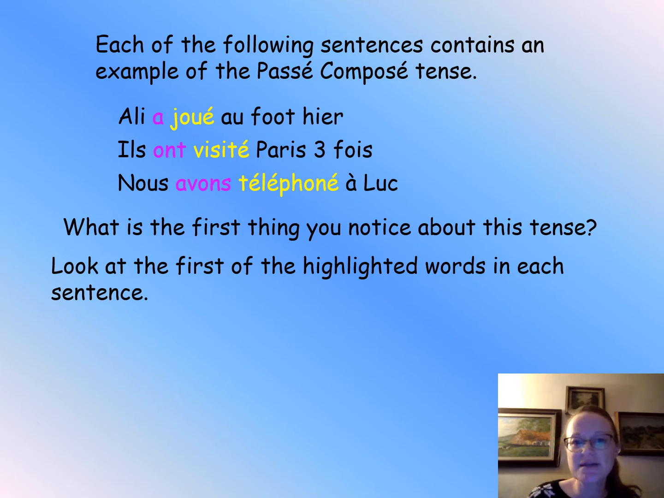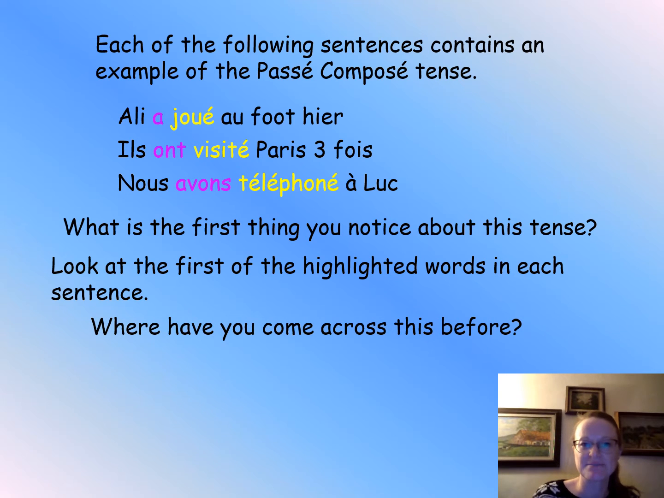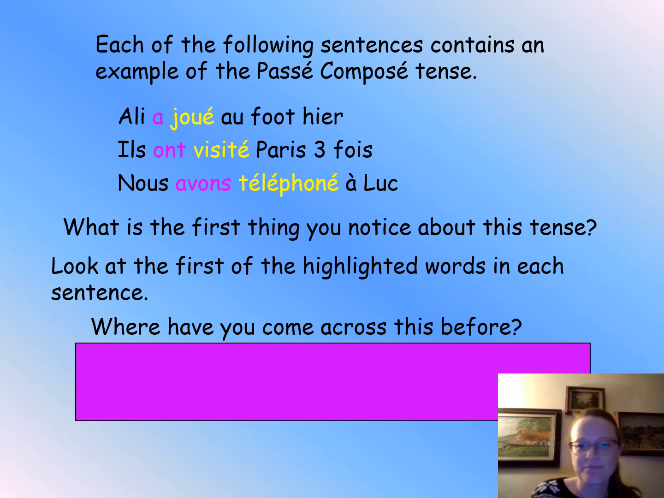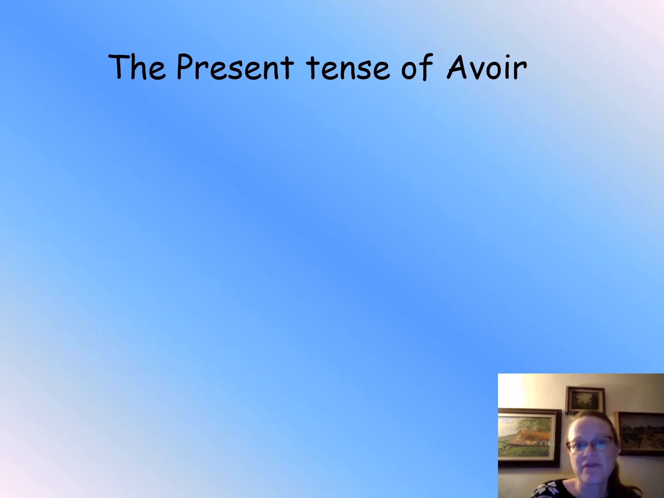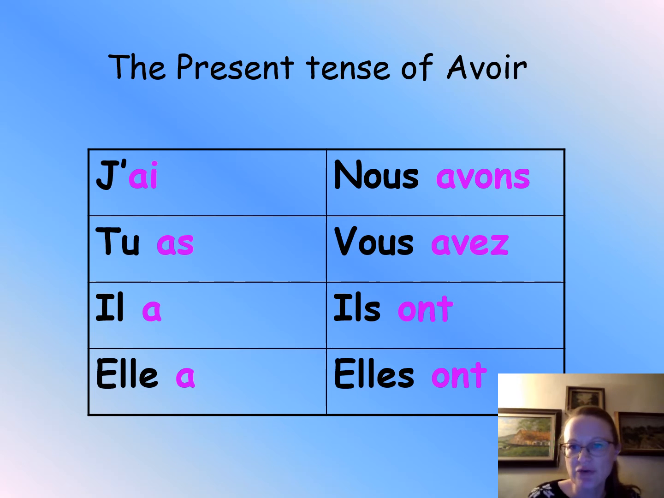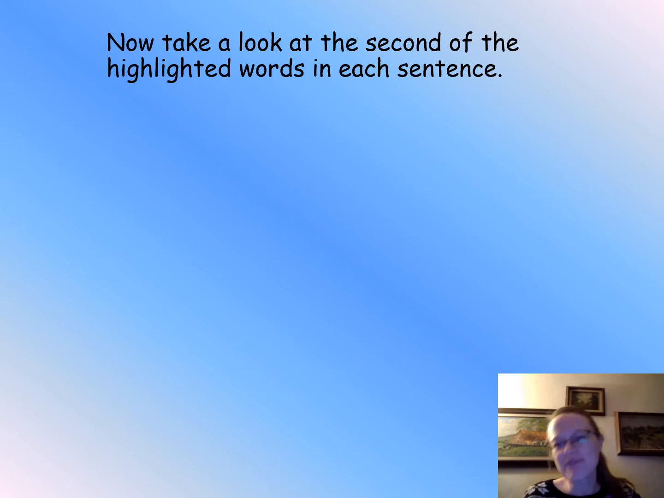Look at the first of the highlighted words in each sentence. So what is this? What's highlighted in purple? It's a form of avoir. So here's just a little review: j'ai, tu as, il a, elle a, nous avons, vous avez, ils ont, elles ont. So it's that verb. With passé composé, since it's composed past, you always need a helping verb.